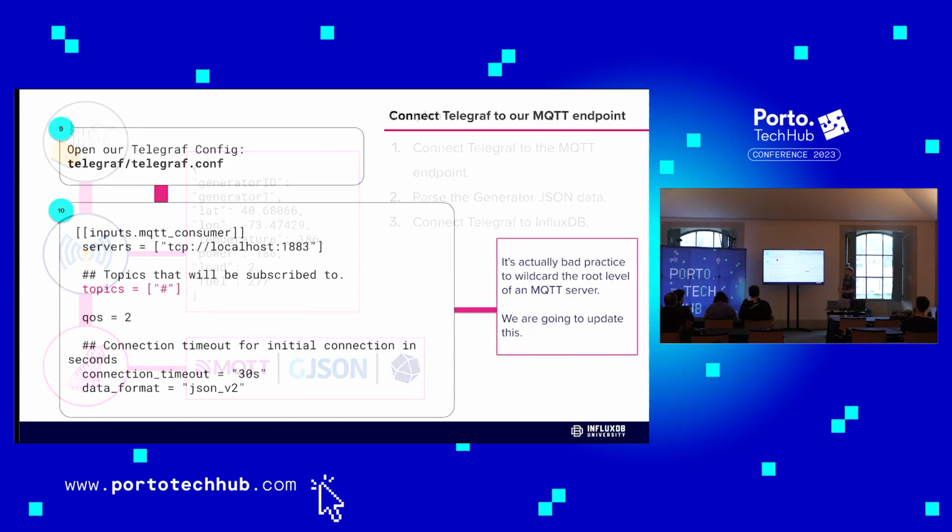Okay, so the first thing that we're going to do is open our Telegraf config. You can find our Telegraf config in the telegraf directory, in telegraf.conf. This is a config file that contains how you want to utilize the plugins within Telegraf. The first thing that we're going to look at is the MQTT consumer.